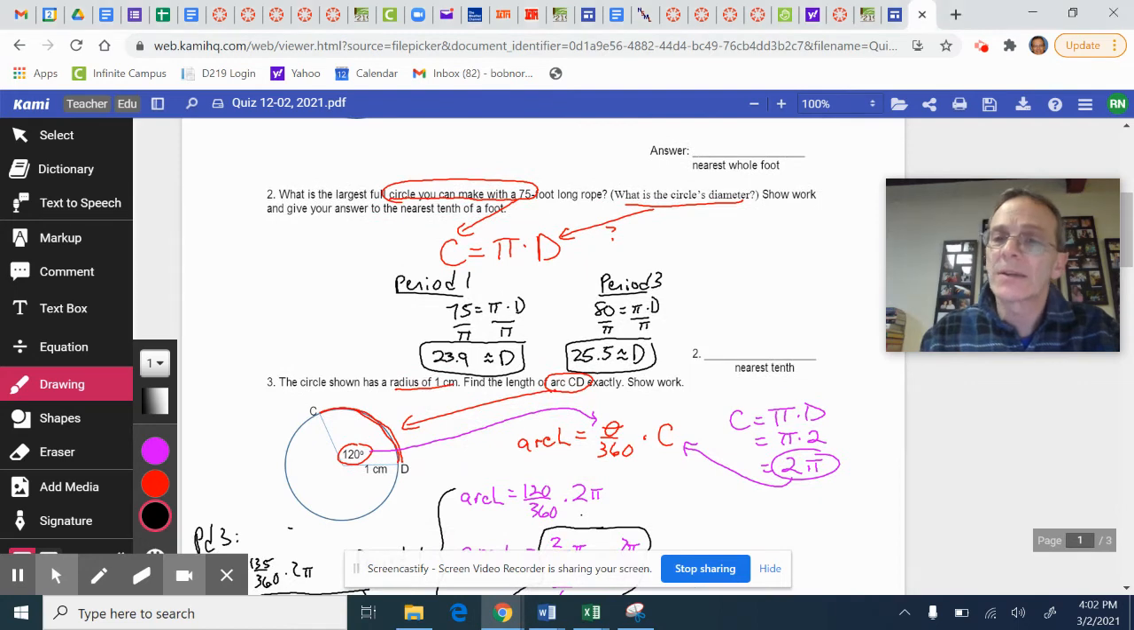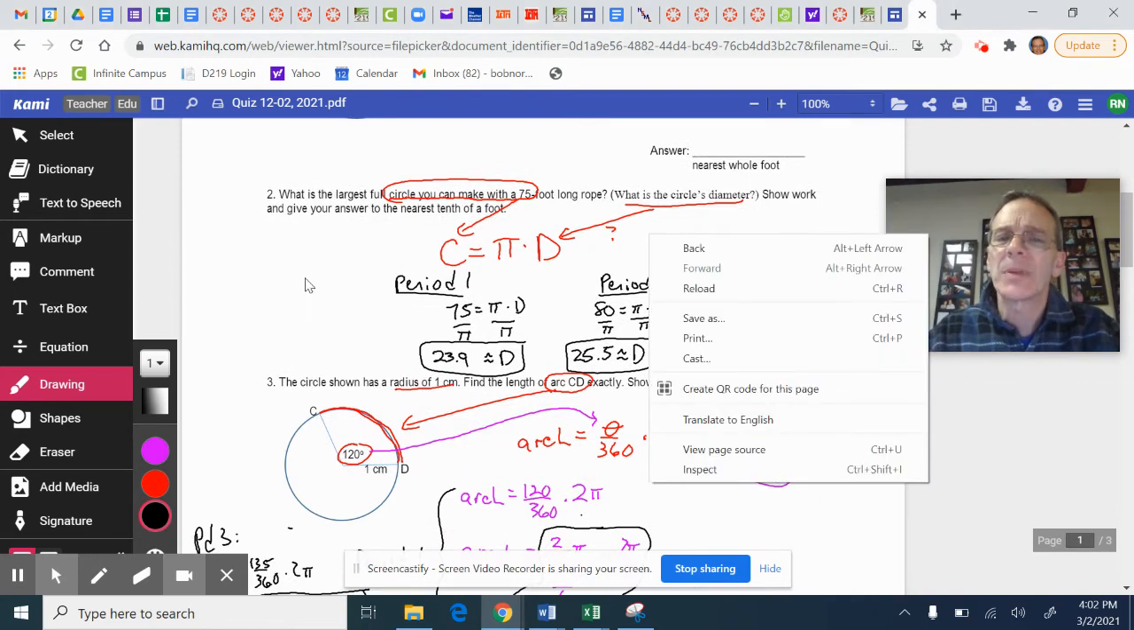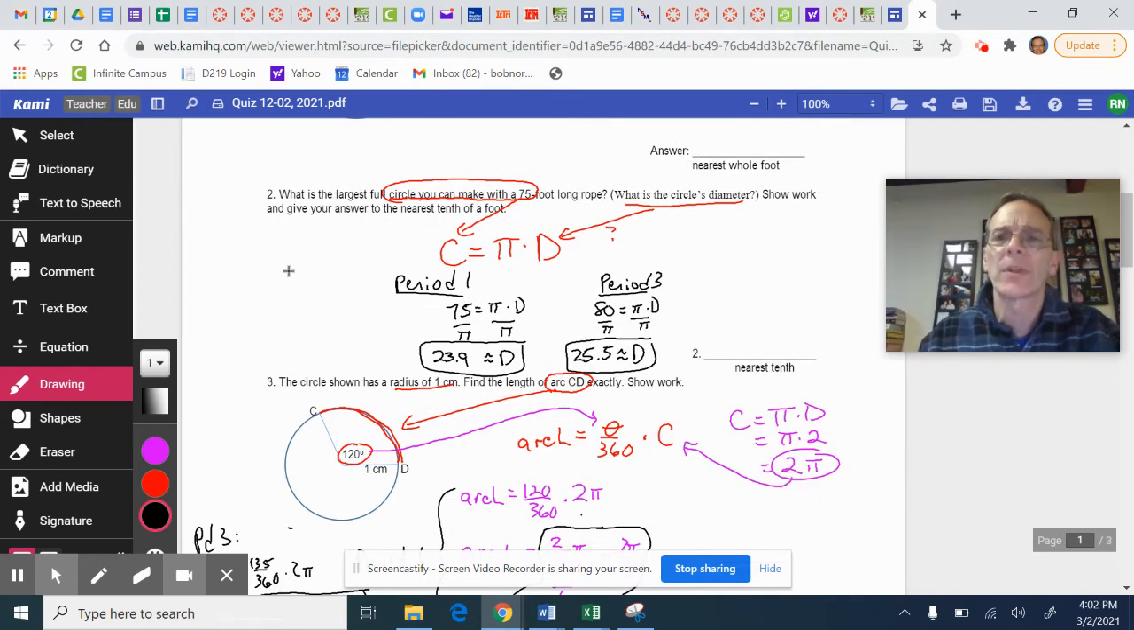Number 2 caught a few more people. Not a lot of people, but it caught more than 1 or 2, that's for sure. I'm asking for the circle's diameter, and here are the words full circle, which suggests the word circumference. So you're going to need the circumference formula.